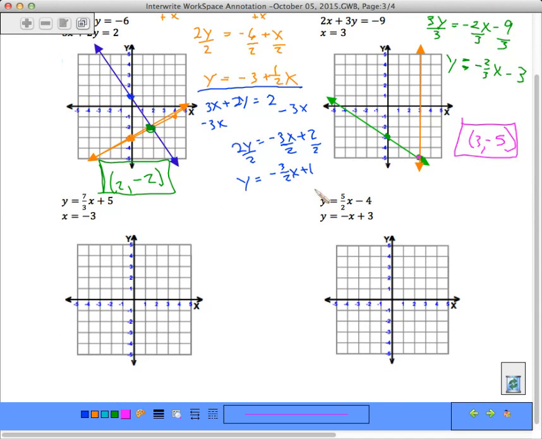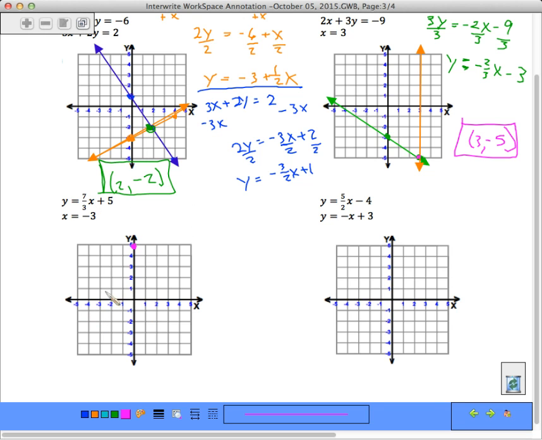Okay, we have a couple more graphing ones. Looking at this one, it's already solved for y, which makes it really easy for us. We're going to start at the y-intercept, which is 5. Slope is 7/3, which means I go up 7 over 3. But that doesn't fit on my graph. So instead of going up 7 and over 3, I can go down 7 and back 3.